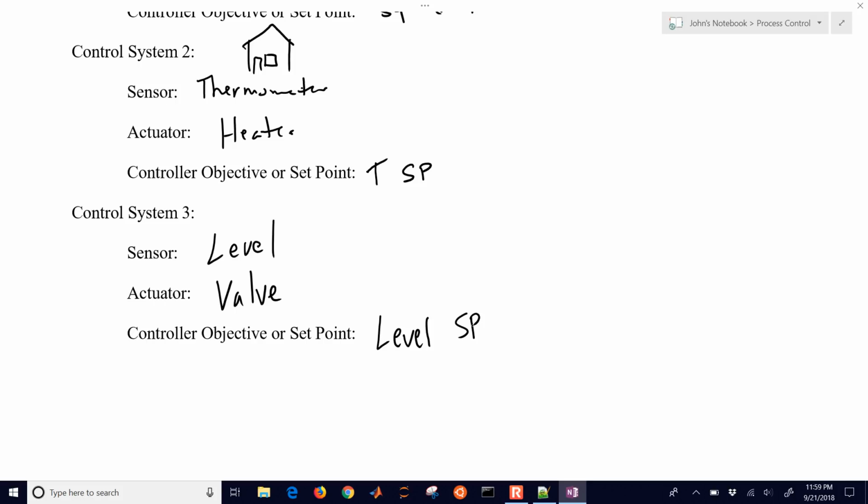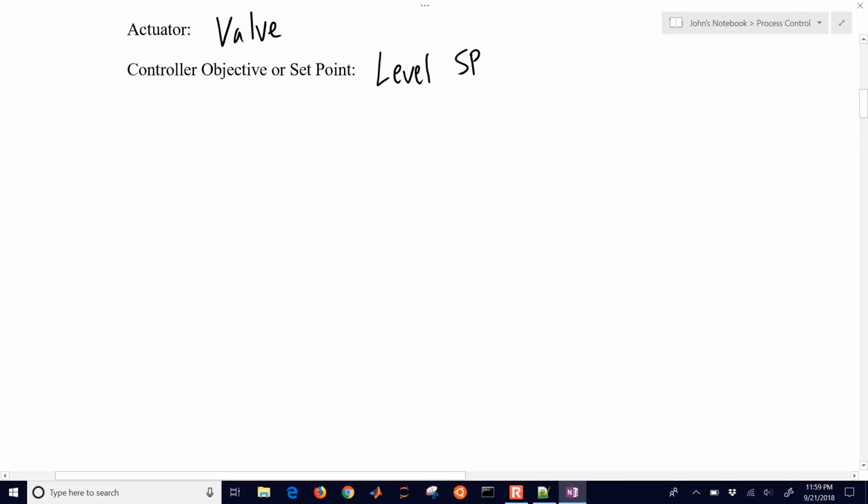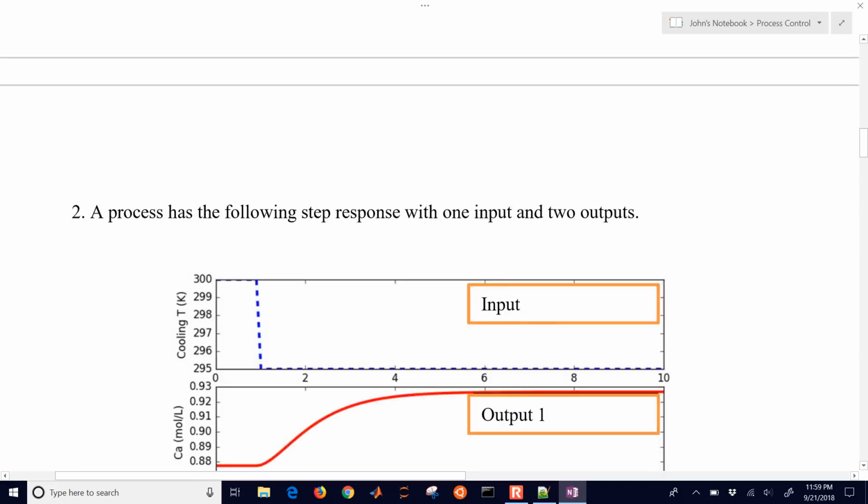Feed forward control is when those two aren't the same. You're measuring something else and trying to predict its effect on the desired outcome. And so that would be feed forward control. Okay, let's go on to the next one.